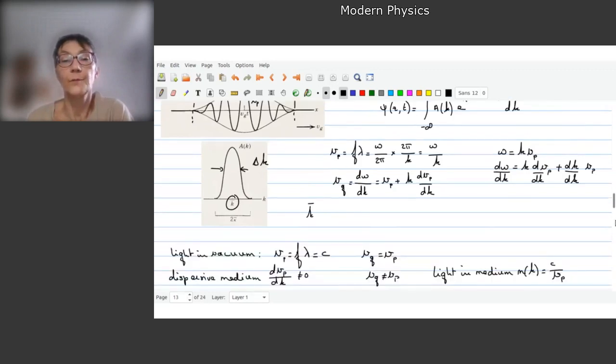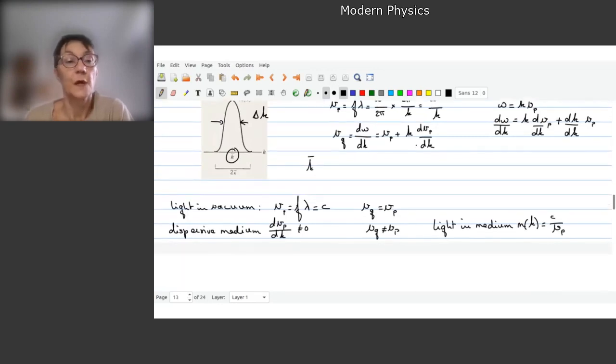To have the group velocity different from the phase velocity, this term has to be non-zero, so the phase velocity depends on k. In this case we call it dispersion, and a dispersive medium is where this happens. For example, if you have an electromagnetic wave propagating in vacuum, the phase velocity is always the product of the frequency times the wavelength, and it is equal to the velocity of propagation of electromagnetic waves in vacuum, which is c. c is a constant, so you don't have this dependency on the wave number, and the group velocity is equal to the phase velocity.